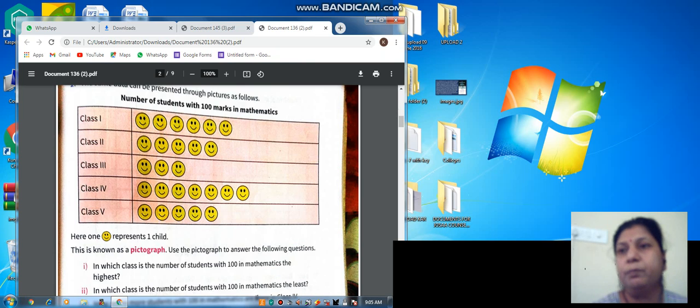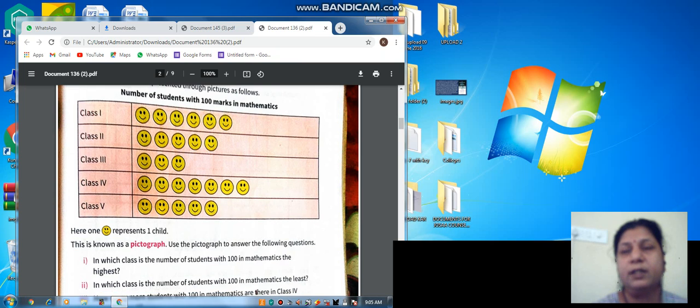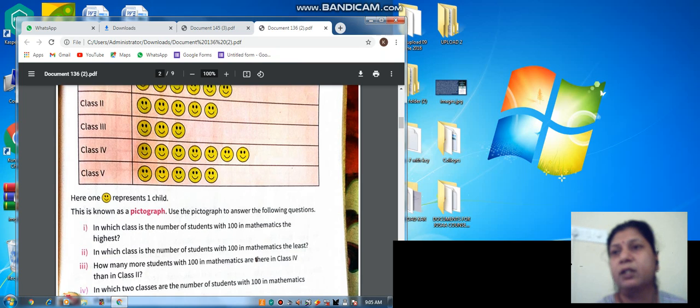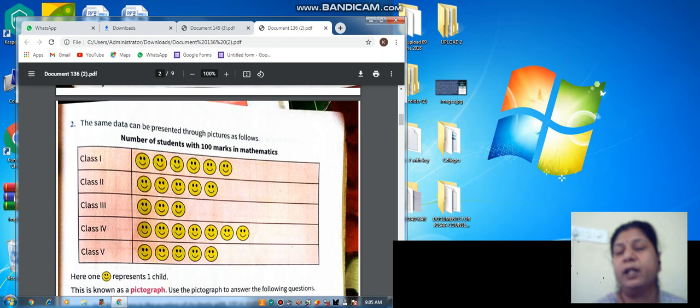When a pictograph is given, we also study how to answer the questions. Suppose here, just see the second question. In which class is the number of students with 100 marks in mathematics least? The fewest children who scored 100 out of 100 in maths, in which class are they? So by observing we can say this is the lowest number of students. So how many are there? 3.